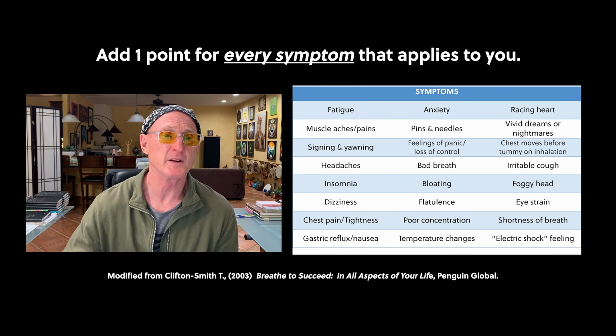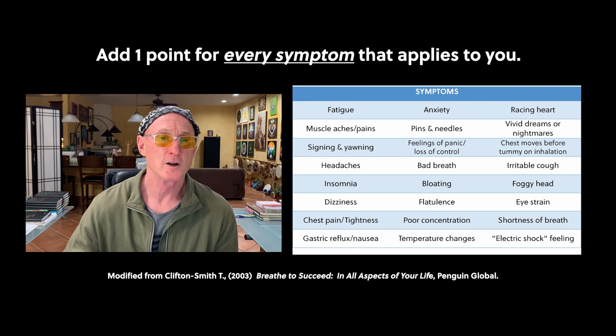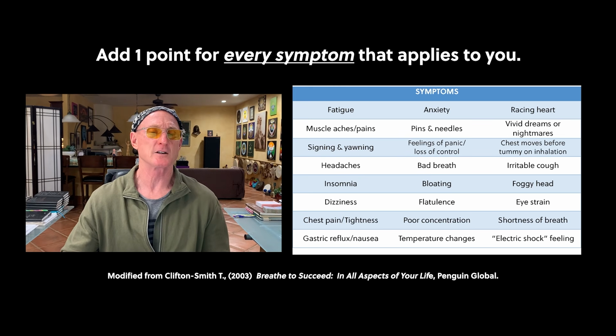yawning, headaches, insomnia, dizziness, chest pain and tightness, gastric reflux or nausea, such as belching up stomach acid, anxiety, pins and needles, often in your fingers and little finger and ring finger, or anywhere in your body, could be all over your body, feelings of panic and loss of control, bad breath, bloating, flatulence, which is gas if you're not familiar with that word, poor concentration, temperature changes in your body, racing heart, vivid dreams or nightmares, like unusually vivid, chest moving before expansion of the belly when you inhale, irritable cough, a foggy head, eye strain, shortness of breath, and feelings of electric shock.